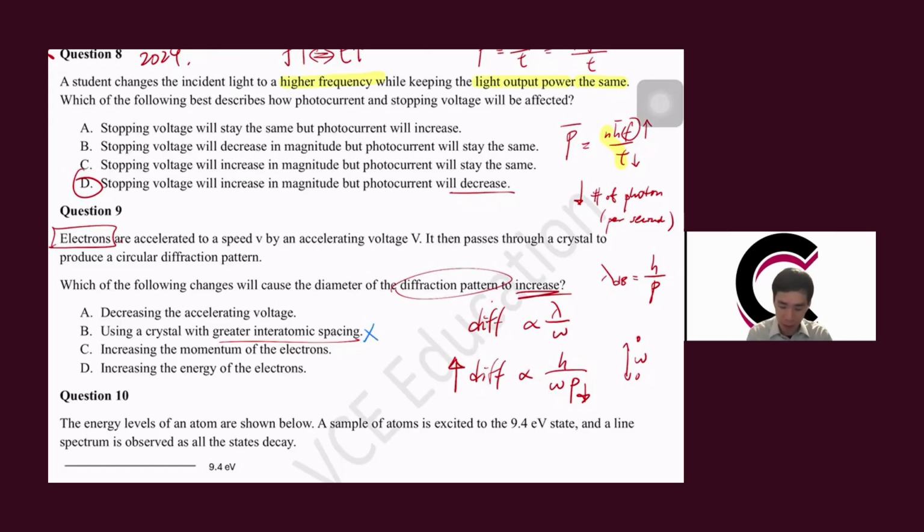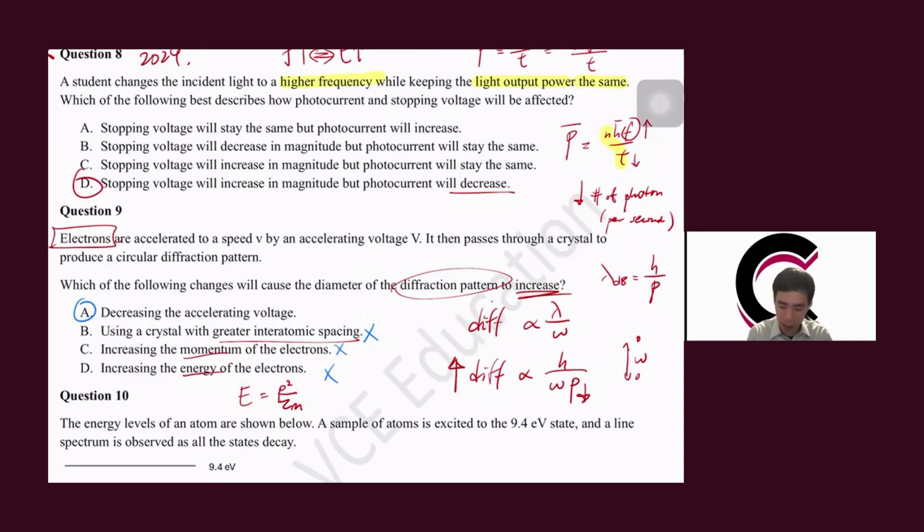If you increase the momentum or increase the energy, guys, these two are the same thing, right? Because energy is P squared over 2m. For a particle, you can't use the same formula as for photons, because it's a different thing. P squared over 2m for electrons. If you increase momentum, you increase energy. As I said, when you increase P, it's inversely proportional. So you increase this one, you decrease the diffraction diameter. So these two options are incorrect as well, which leaves option A as the correct option, which makes sense, right?